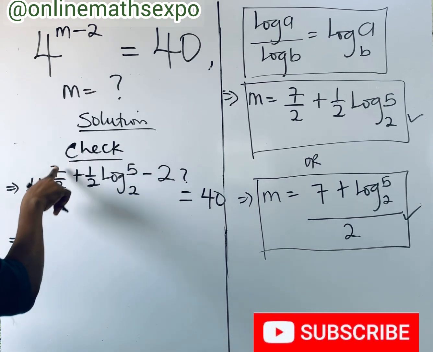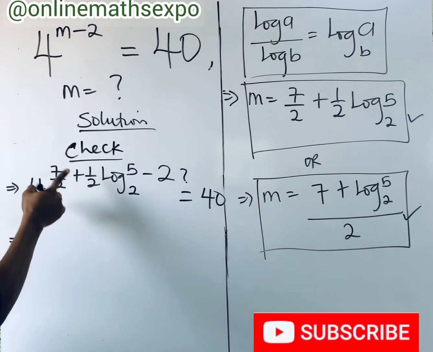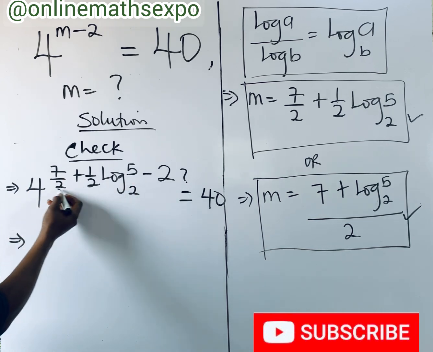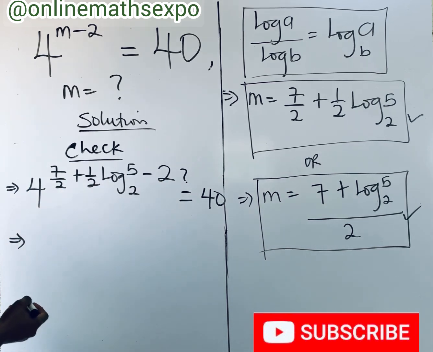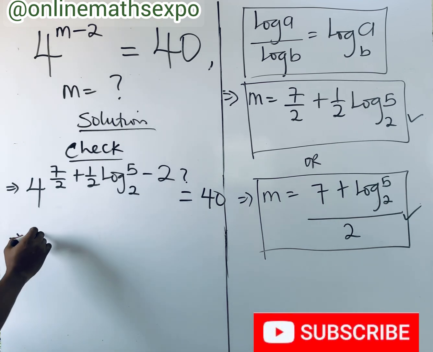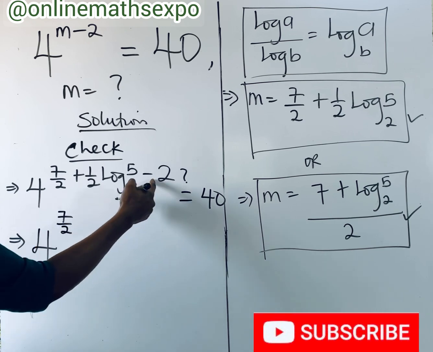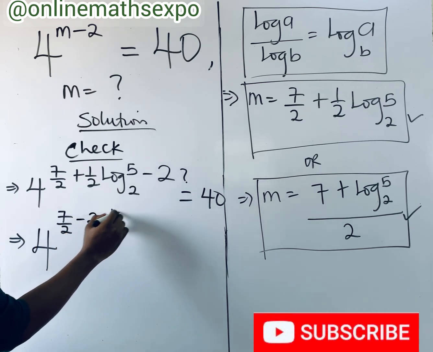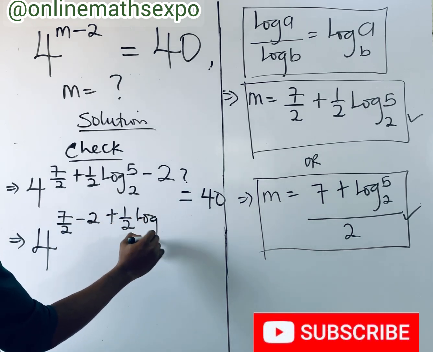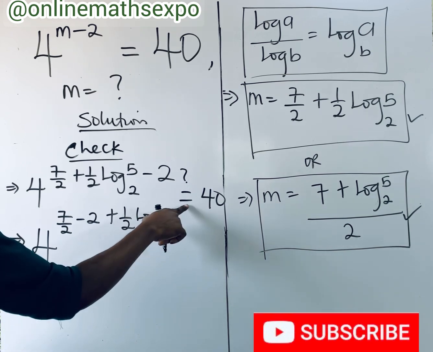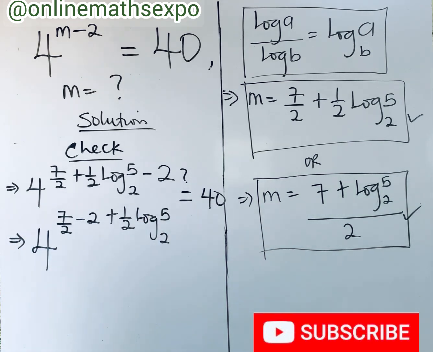It has the whole of this power. So we are going to simplify. You observe that this and this are constants, so you can easily simplify them. I hope you are with me. So we're going to have 4 to the power of 7 divided by 2 minus 2 plus half of log of 5 base 2. Let's see if it will give us 40, okay?